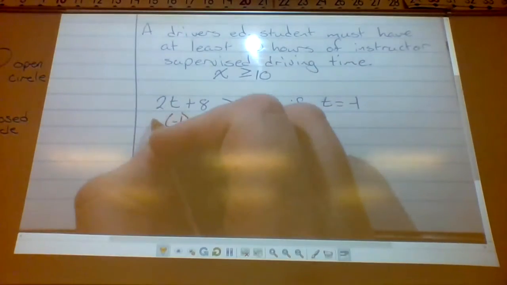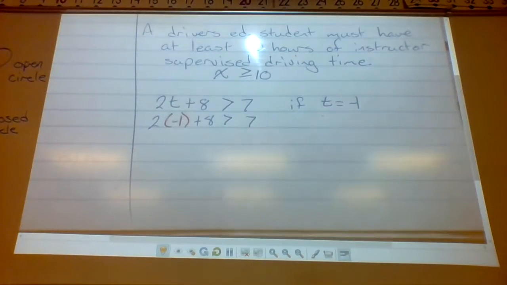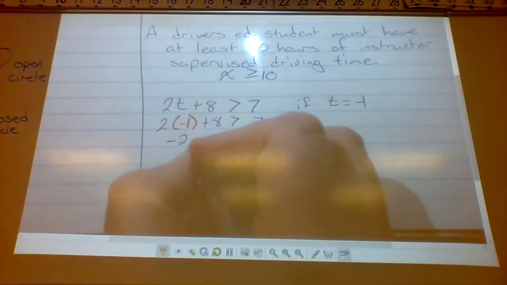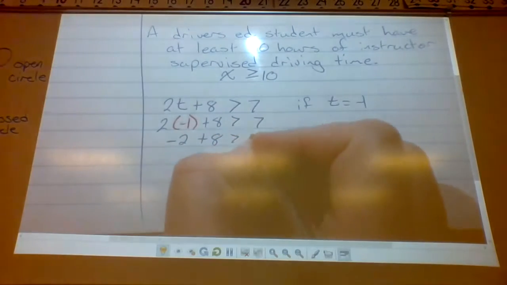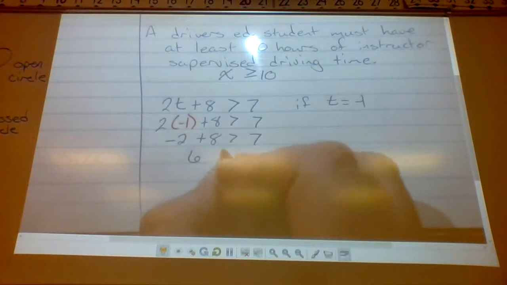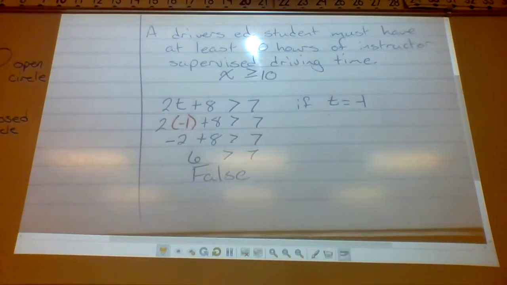-1. Bring down your 2t plus 8 is greater than 7. Now what should we do? Multiply the 2 and the -1. What's 2 times -1? -2. So -2 plus 8 is greater than 7. Now what? You add them. What is -2 plus 8? 6. Is 6 greater than 7? No. So you write false.